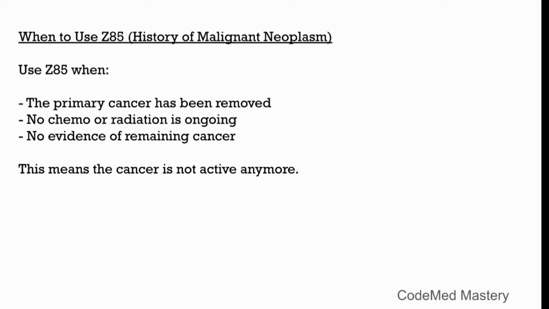When to use the history of malignant neoplasm code, that is Z85. We have to use Z85 when the primary cancer has been removed, no chemo or radiation is ongoing, and there is no evidence of remaining cancer. This means the cancer is not active anymore. In that case, you have to code history of malignant neoplasm.